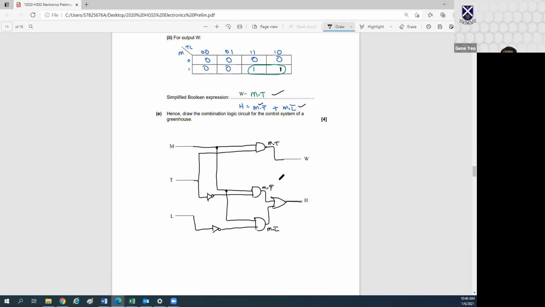Okay, so this is my completed circuit diagram. Any questions? Any issues, any questions?